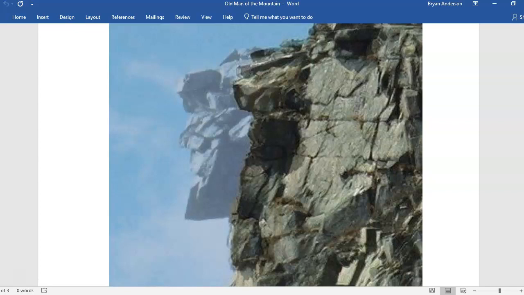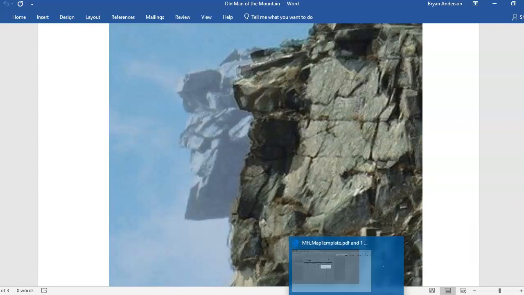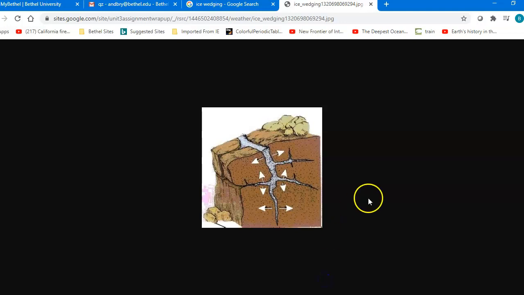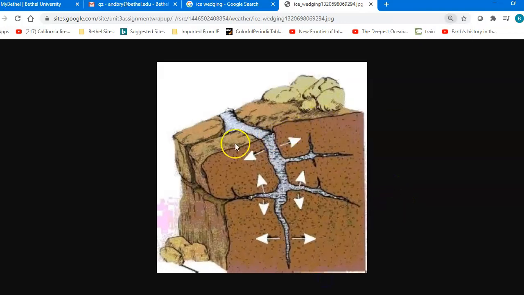Weathering is really the first step in erosion. There are two types, and we're going to talk about mechanical and chemical weathering. Mechanical weathering has six main forces that do the work. The first one, arguably the most prevalent, is ice wedging. If I go to this image here, it's an attempt to show you what ice wedging is. Basically, water fills the cracks in a rock and then freezes.